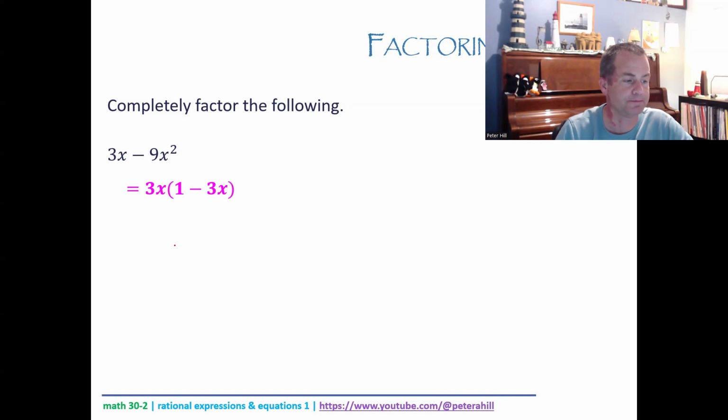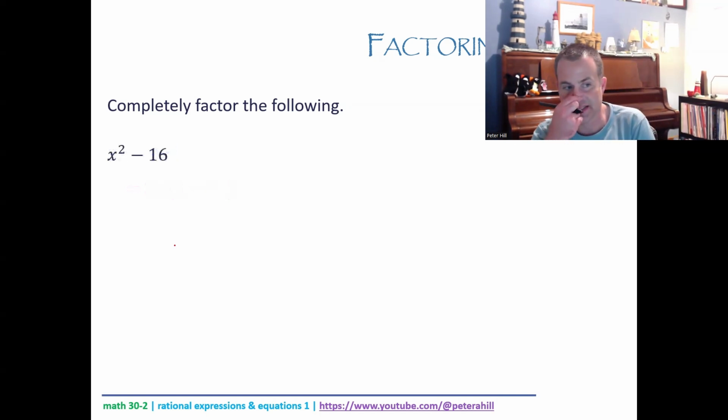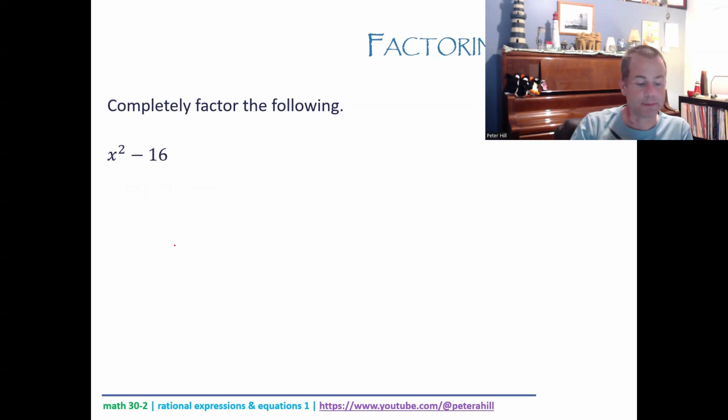Okay, awesome. X squared minus 16 is next. This one is special. We learned it in grade 10, but that doesn't mean we remember it, and that's totally okay. This is called a difference of squares. It's a perfect square minus a perfect square.